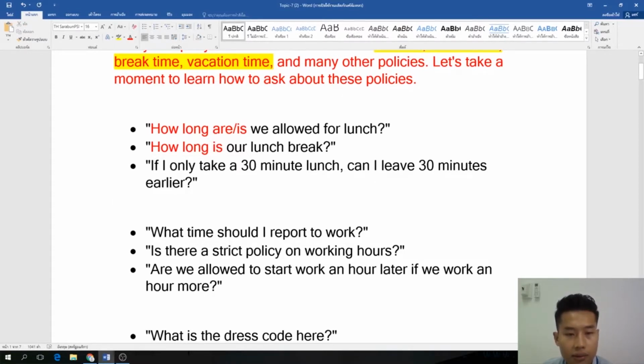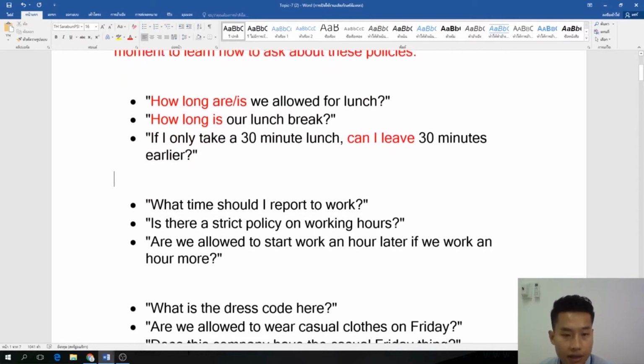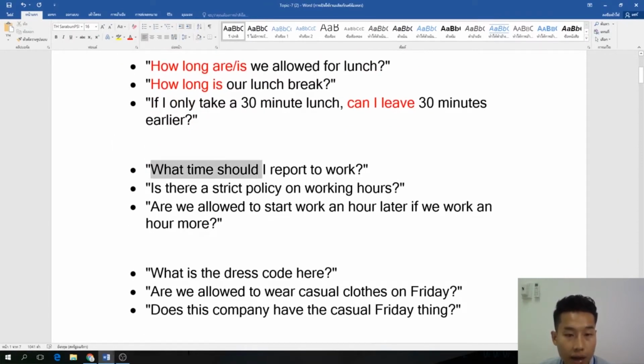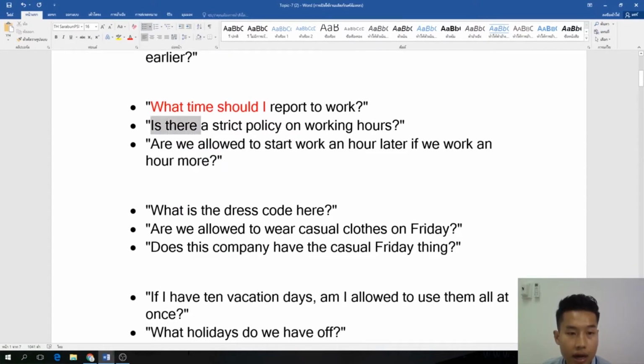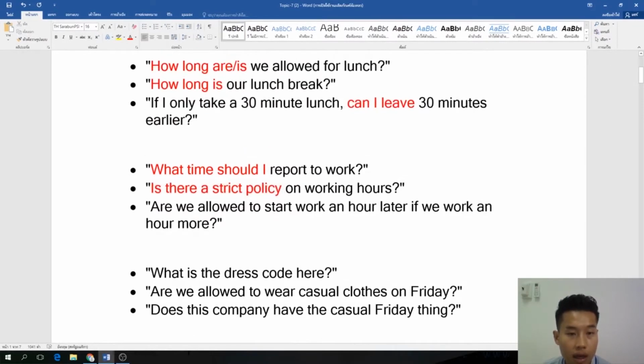And if I only take 30 minutes, can I leave? What time should I report to work? Is there a strict policy? So you can add the information a bit on your situation.